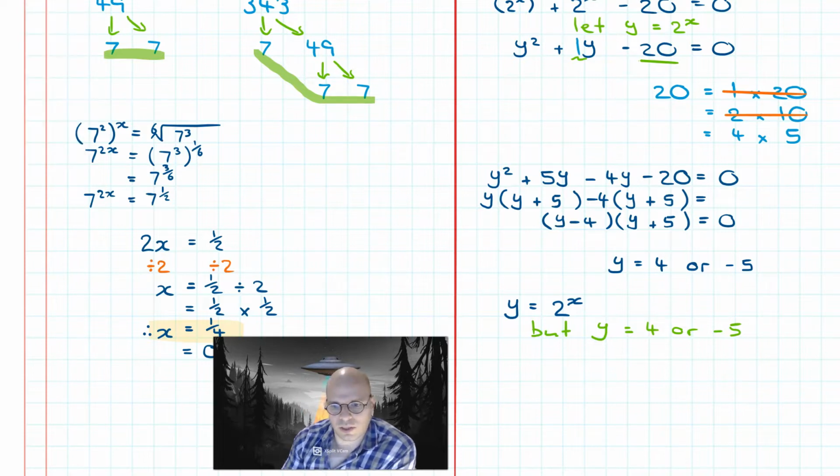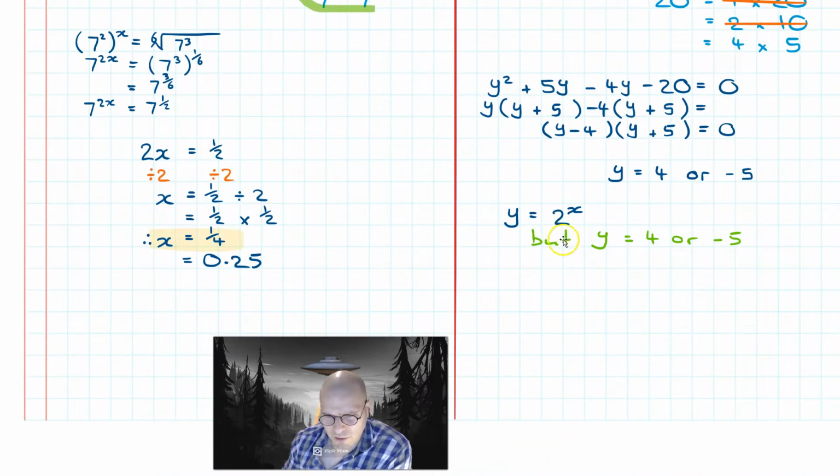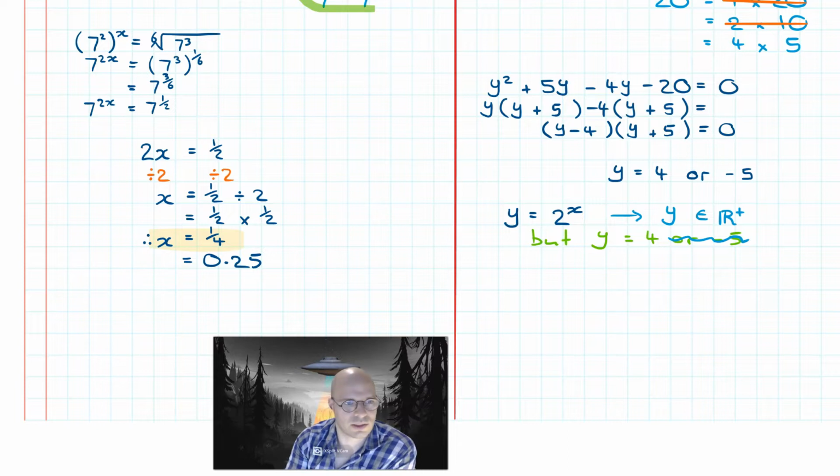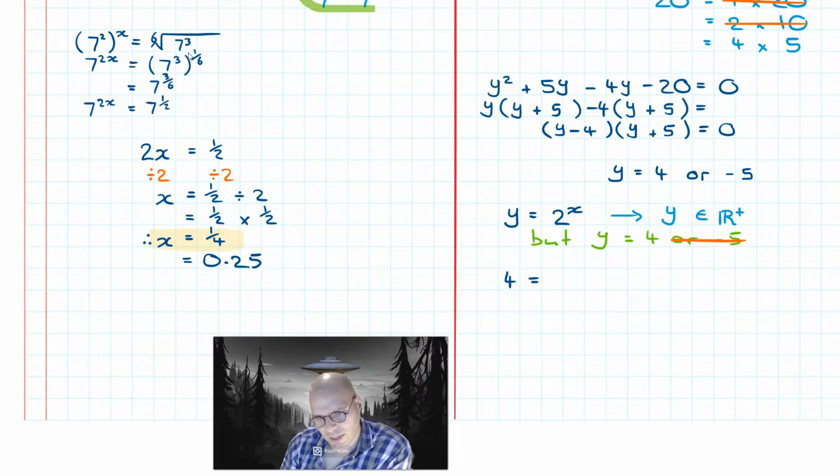Now it's at this point we have to look. We think to ourselves, is it possible to get a negative from 2 to the power of x? And in this instance it's no. So what we find is that y has to be a positive real number. And what that means is that we can scrap this guy over here. So therefore y is going to become 4, and 4 is equal to 2 to the power of x.